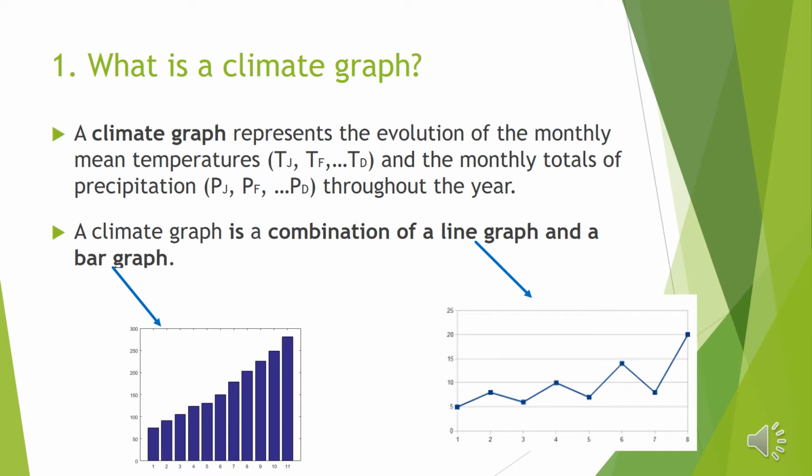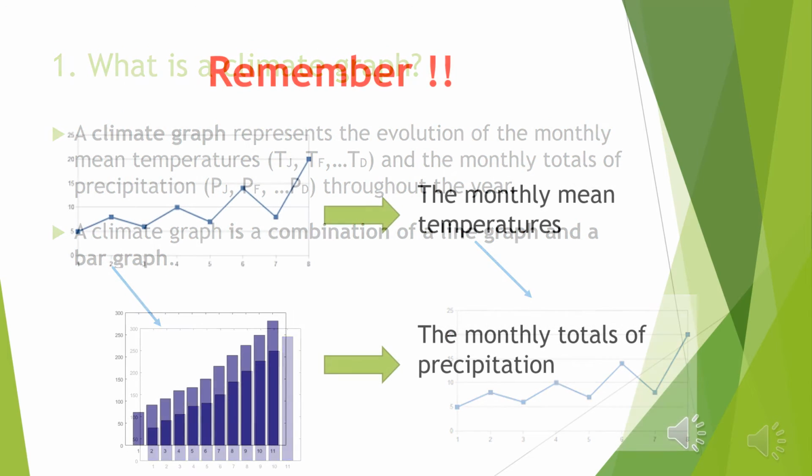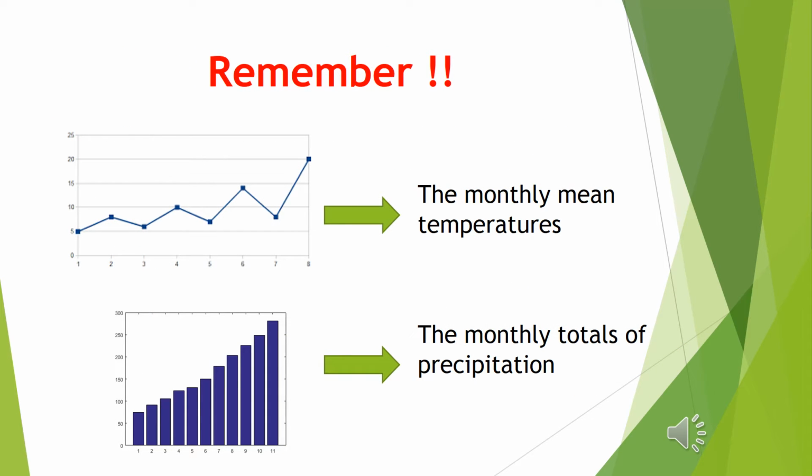And a climate graph is simply a combination of two types of graph, the line graph and the bar graph. Just remember, the biggest mistake that some students make when they draw a climate graph is to use the incorrect type of graph. So, if you remember this, you will do it right. The line graph always represents the monthly mean temperatures, and the bar graph always represents the monthly totals of precipitation.